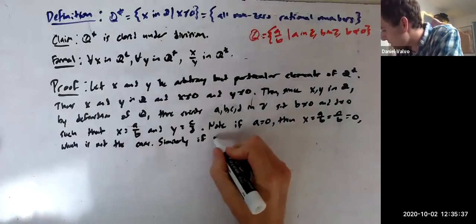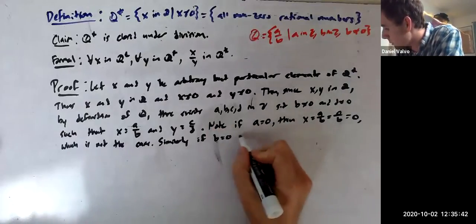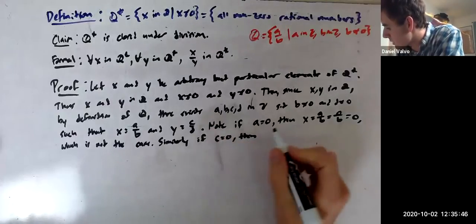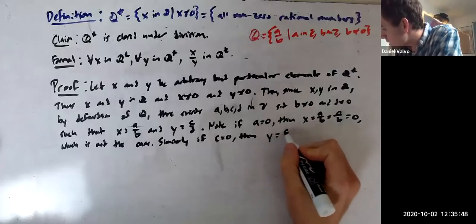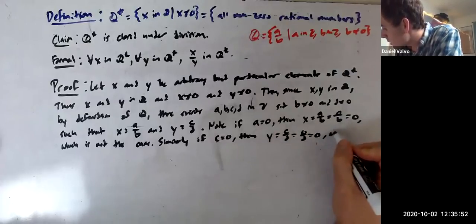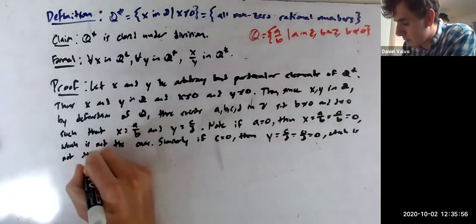Similarly, if B equals 0, nope, I want C. If C equals 0, then Y, which equals C over D, would equal 0 over D, which equals 0, which is not the case.